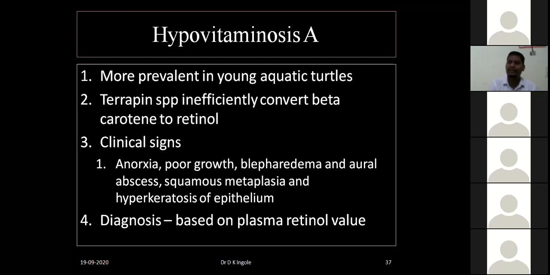So what is the diagnosis? Diagnosis is based on the clinical signs, dietary history, and response to the treatment, how the animal is responding to the treatment. Other than this, how can we judge the vitamin level in that turtle? That is based on the plasma retinol value, because we cannot directly evaluate the vitamin A level, but most properly we can go for the retinol value. Based on that, we can judge the vitamin A level in the body.